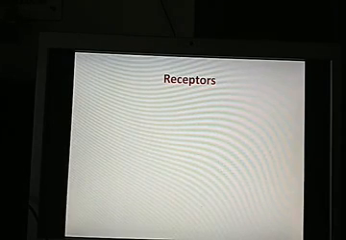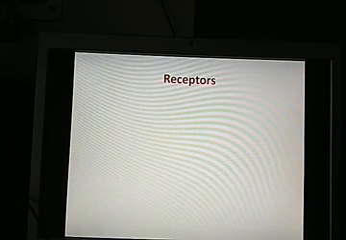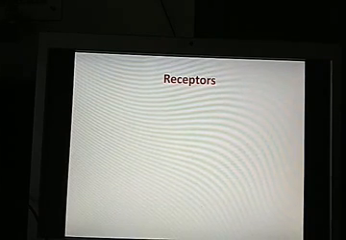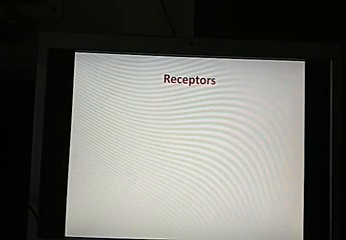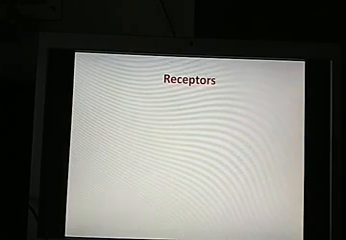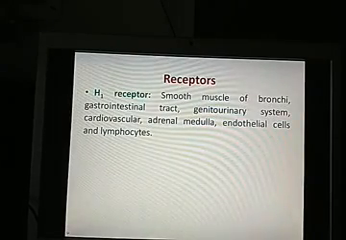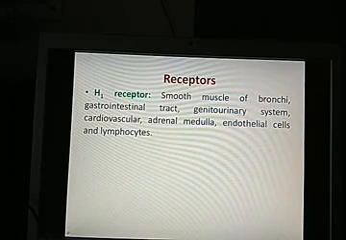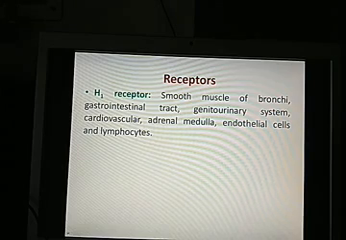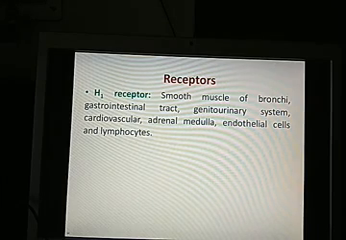Now coming to the receptors of histamine. Histamine receptors are of 4 types: H1, H2, H3 and H4. All these 4 receptors have different distribution in various tissues. For example, the H1 receptor is present in the smooth muscle of bronchi, gastrointestinal tract, genitourinary system, cardiovascular system, adrenal medulla, endothelial cells and lymphocytes.